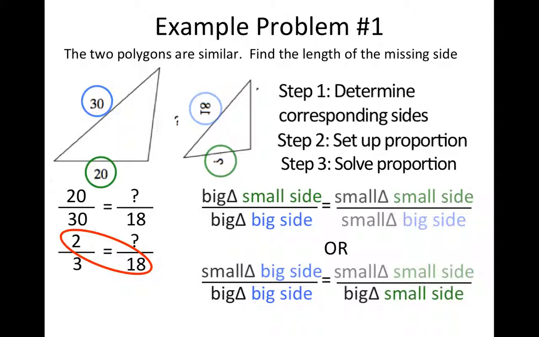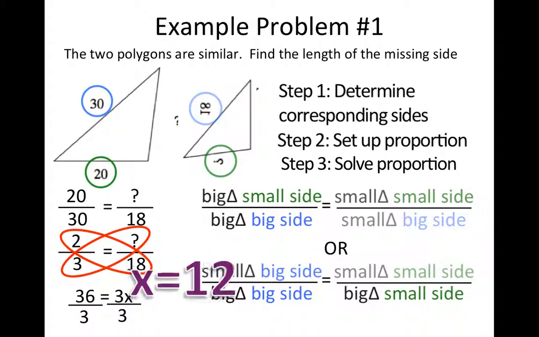Now I cross multiply. I multiply 2 times 18 and 3 times my variable. So that would be 36 equals 3x. Divide both sides by 3, and I end up with my answer of x equals 12. So I know that this side that's missing up there is 12, since I know that these triangles are similar.